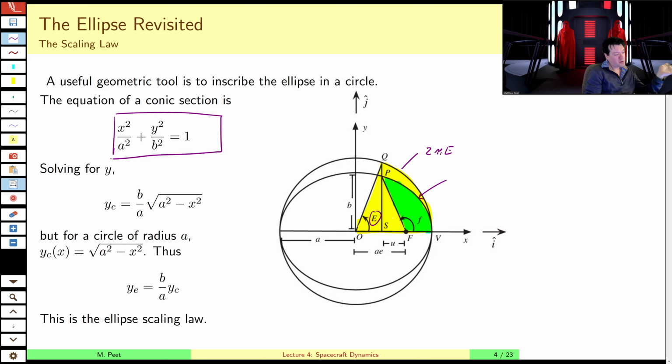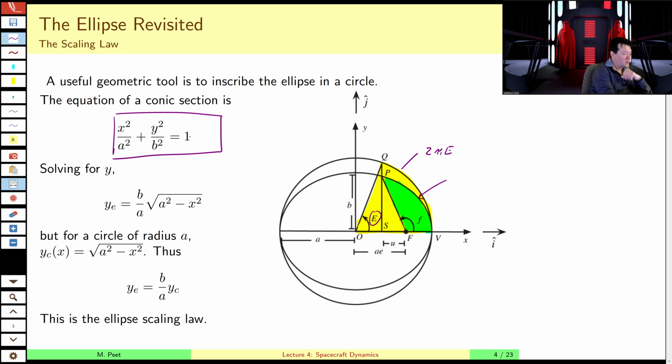To do that, we write down the Cartesian representation of an ellipse. If you may remember, it is x squared over a squared plus y squared over b squared equals 1. Of course, in this case this is an ellipse, not a hyperbola, so don't get that confused.